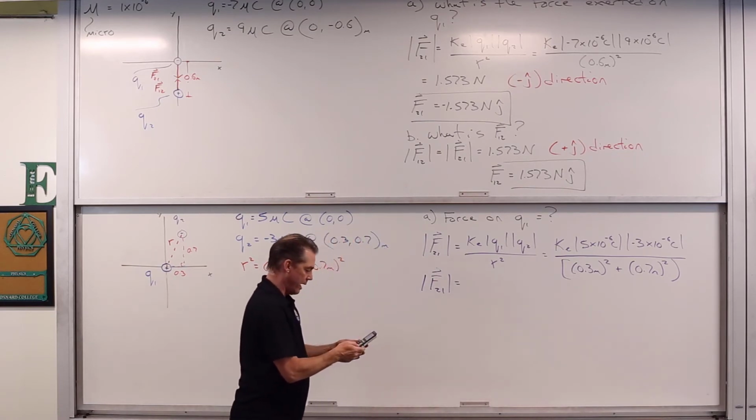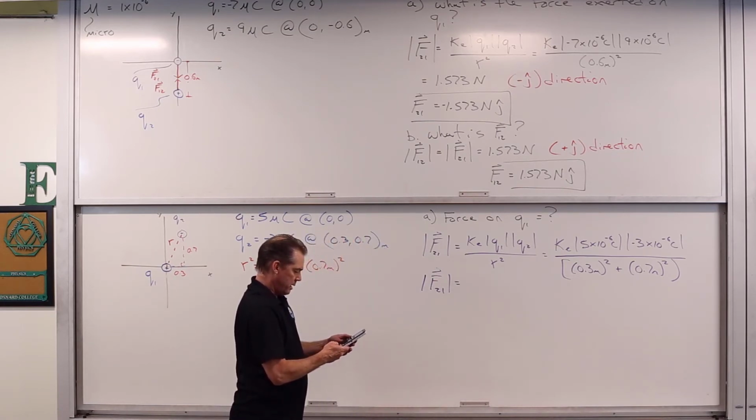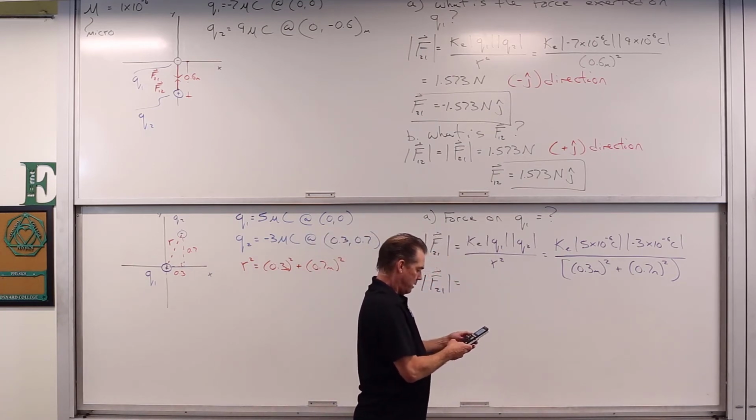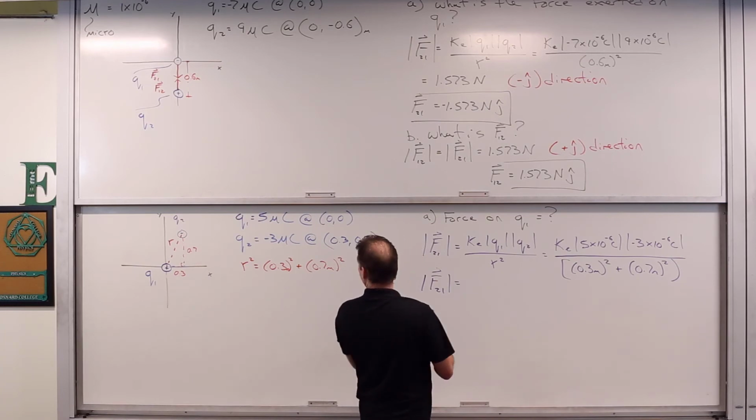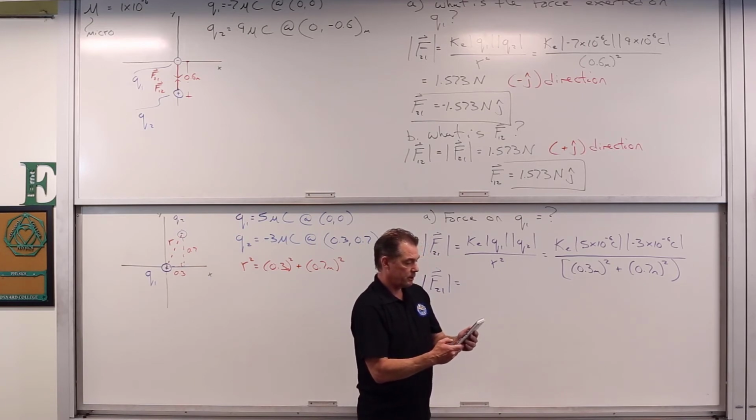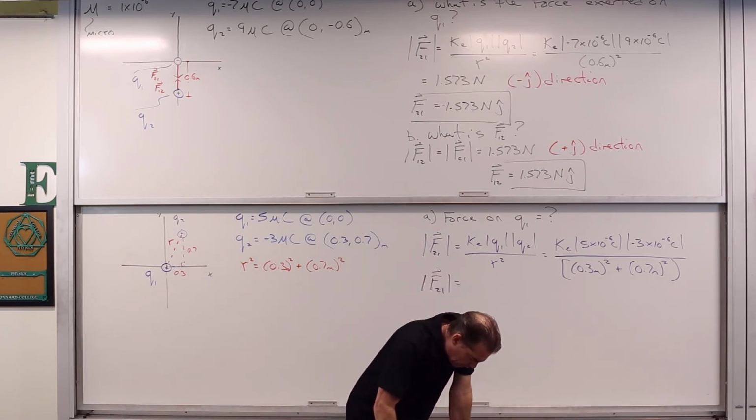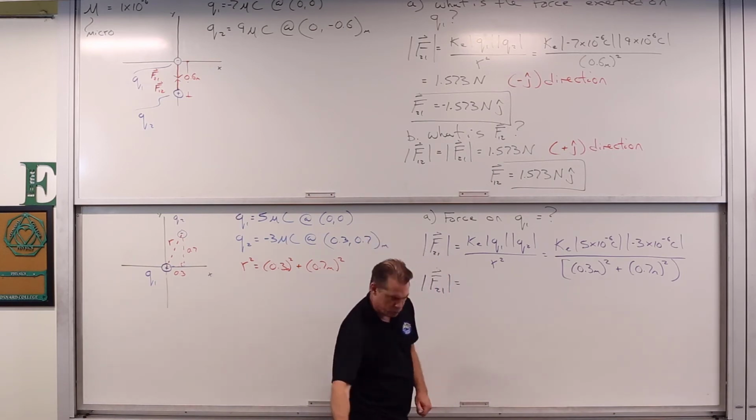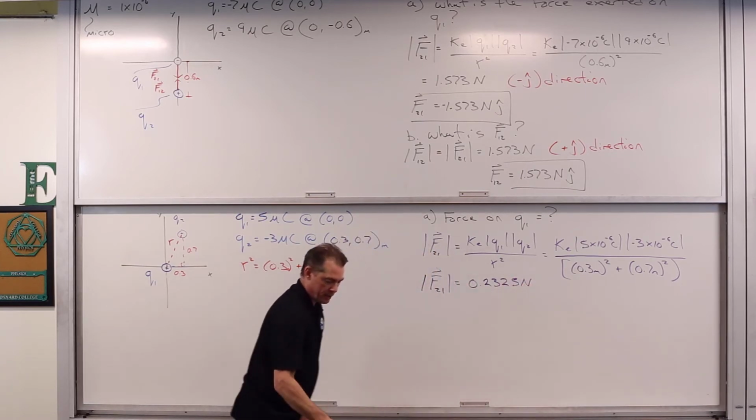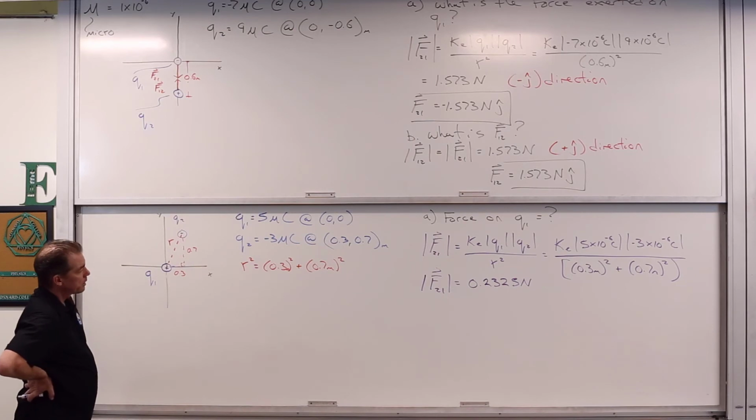And let's just do that. We've got 8.99 e to the 9th times 5 e to the negative 6 times 3 e to the negative 6 divided by the quantity 0.3 squared plus 0.7 squared. 3.7, yes. That's what we said. Good. Parentheses good. We get 0.2325 newtons.